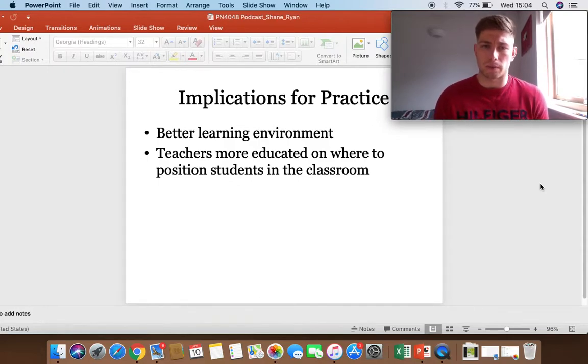So the implications for practice. I think it's a very important piece of information I'd like to take forward with me going into my teaching career. When I go into a classroom, I'll know whether to position students with stronger students, or which way to position students, or whether I just let them all sit down. I find that very interesting. How can I best create a positive learning environment by positioning students in an effective manner?